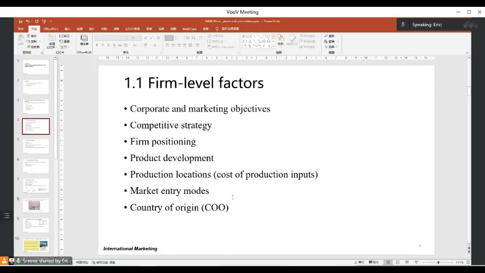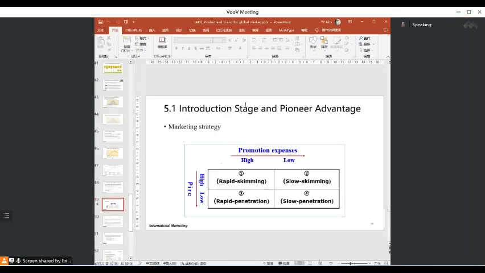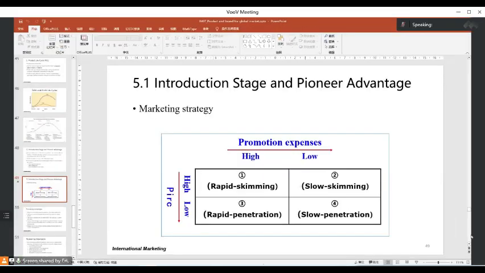The last one is about the market entry modes. Because if you want to go to the market, the sub-market segment, how do you enter this market? A different mode determines the price decision. In chapter 7, about how to enter the market, there are different modes.